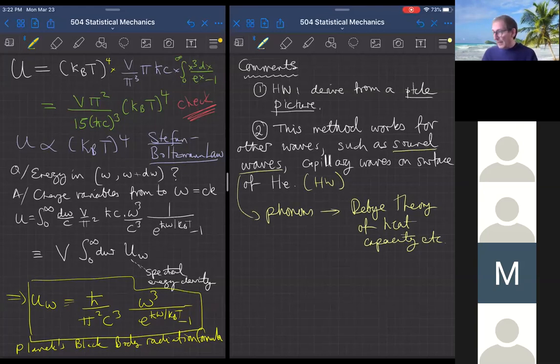So next time we're going to talk about the equipartition theorem, and also going to talk about another theorem, which is the virial theorem. Okay, so any questions about today's lecture?